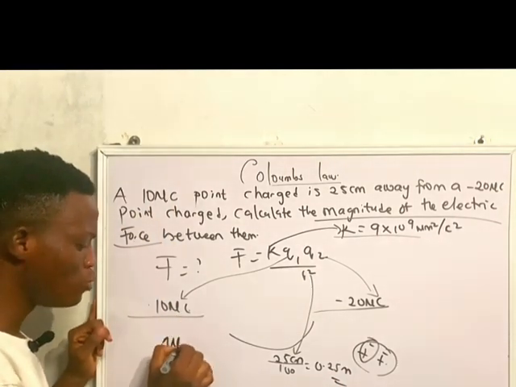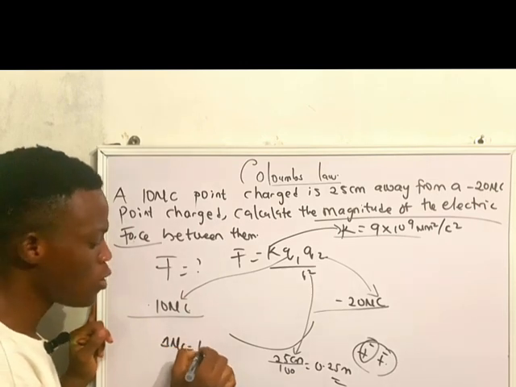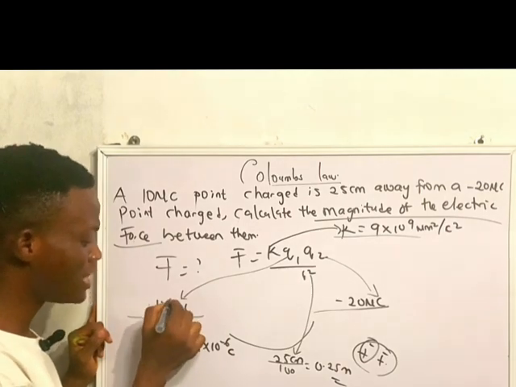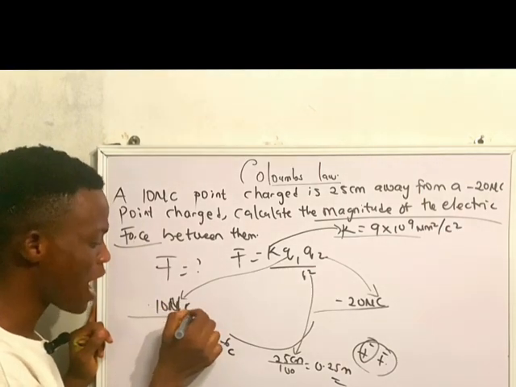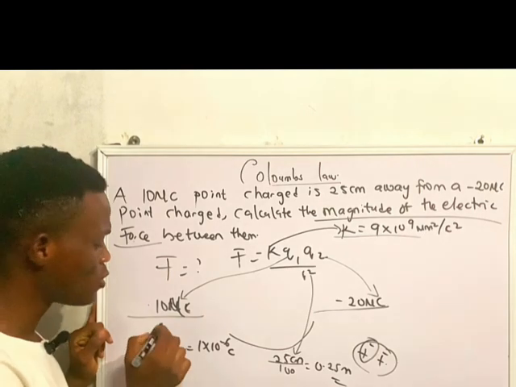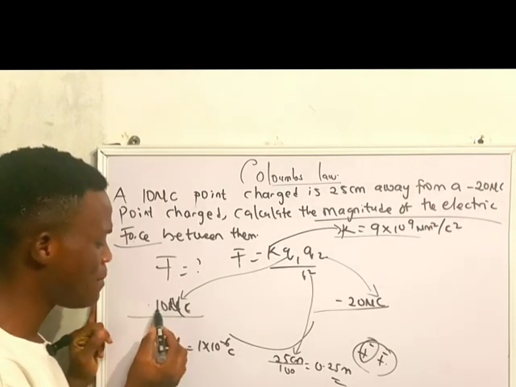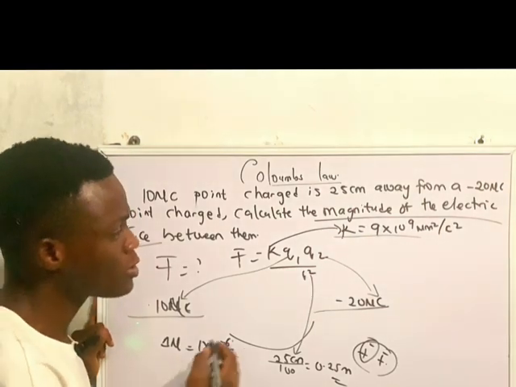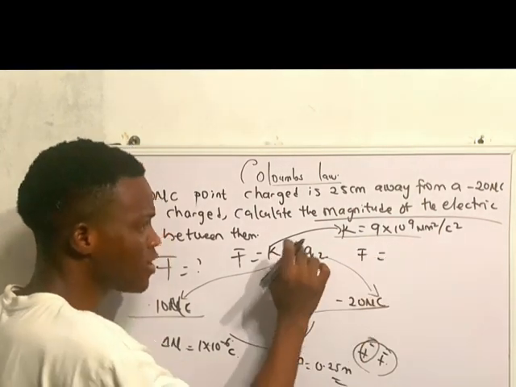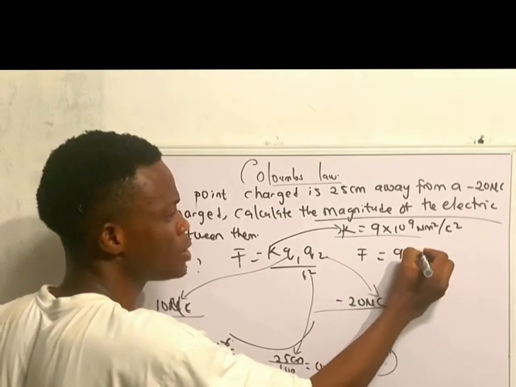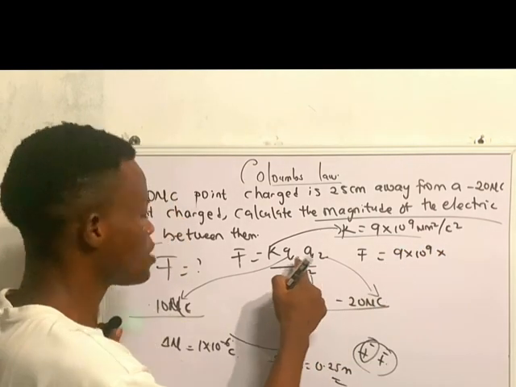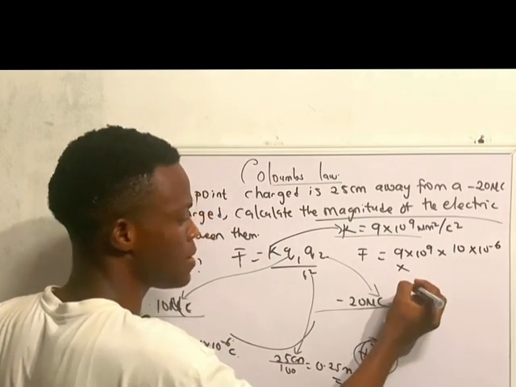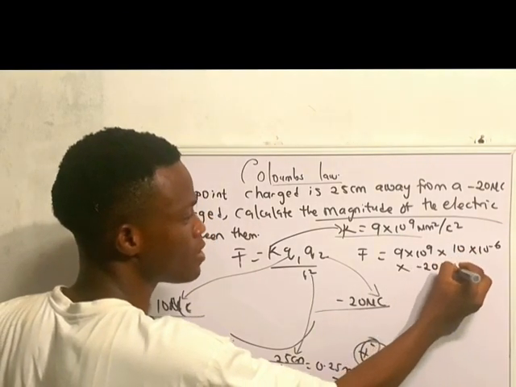But I gave you microcoulomb. One microcoulomb is equal to 1 times 10 to the power minus 6 coulomb. This represents our micro. Are you getting the point? That means I have to multiply: 10 times 10 to the power minus 6 coulomb. So the question is going to be F is equal to, everybody, what's our K? Our K is 9 times 10 to the power 9, times our Q1, which is 10 times 10 to the power minus 6, times minus 20 times 10 to the power minus 6.